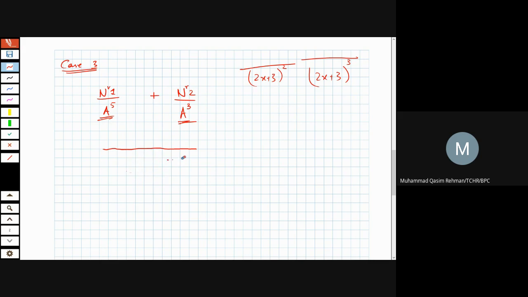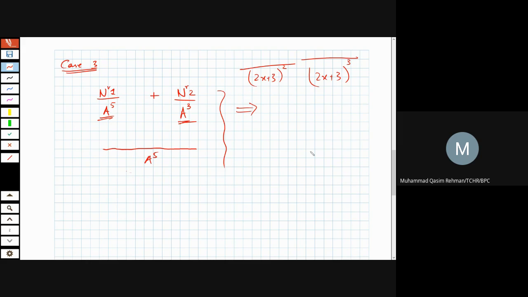Okay? So the one with the highest power will come down as an LCM. So this is case 3. You can put it down in words on the side that when there are same denominators but different powers, then the one with the highest power comes down as the LCM.